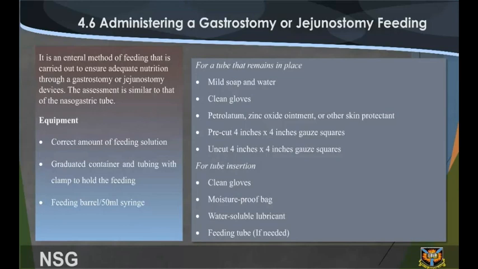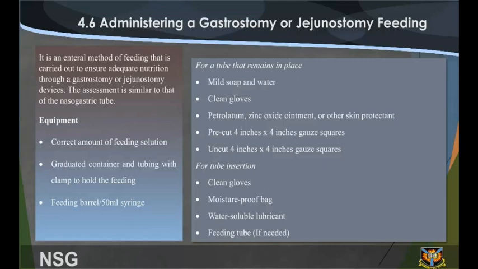Administering a gastrostomy or jejunostomy feeding. It is an enteral method of feeding that is carried out to ensure adequate nutrition through a gastrostomy or jejunostomy device. The assessment is similar to that of the nasogastric tube. Equipment: correct amount of feeding solution, graduated container and tubing with clamp to hold the feeding. Feeding barrel: 50 ml syringe.